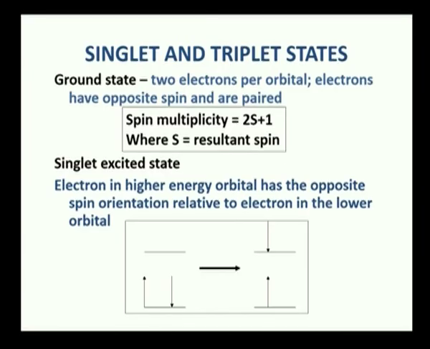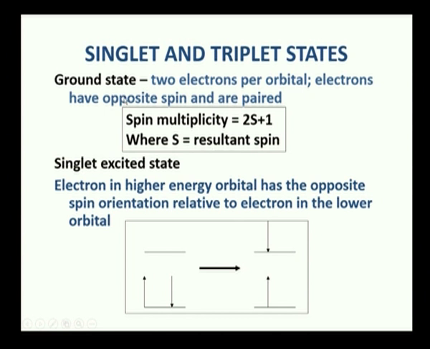Before going to the molecular energy levels, there are certain terminologies that you should know, and that is singlet and triplet states. In the case of molecular energy levels, in the ground state the two electrons per orbital have opposite spin and are paired. You should also know spin multiplicity, given by the equation 2S plus 1, where S is the resultant spin.